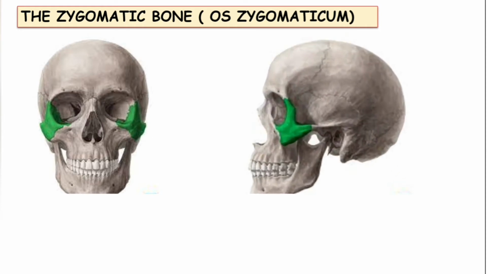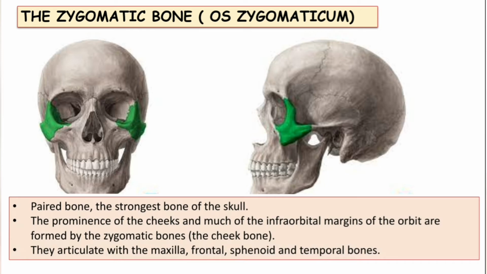The next bone is the zygomatic bone, os zygomaticum. So here in green is the zygomatic bone. Lateral view, and this is anterior view. They are the cheekbones. The zygomatic bone is a paired bone and is the strongest bone of the skull. The prominence of the cheeks and much of the infratemporal margins of the orbit are formed by the zygomatic bones, or the cheekbones. You can see here this margin, the infratemporal margin.